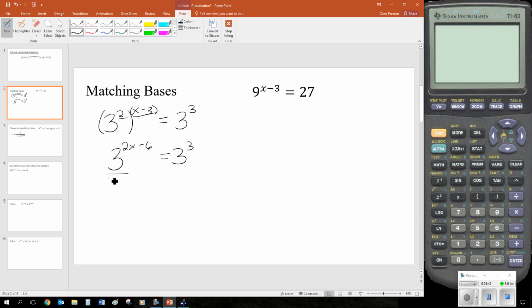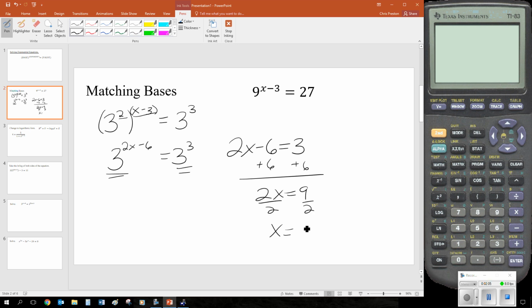Now my bases on both sides of my equation match, and since I'm saying these two statements are equal, because the bases match, that also must mean that my exponents must be equal to each other. And if that's true, then I can solve that problem. So I'll add 6, divide by 2, and I can write my answer as 9/2 or 4.5 if I want to use decimal values. That's how I can solve it, if I can match those bases up.